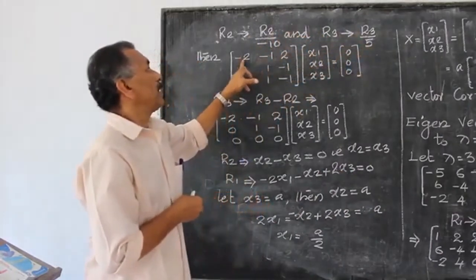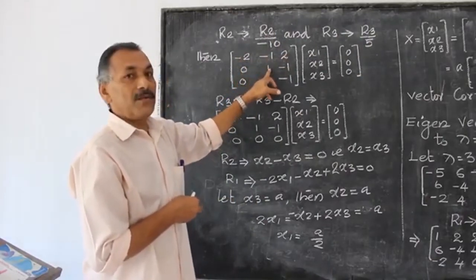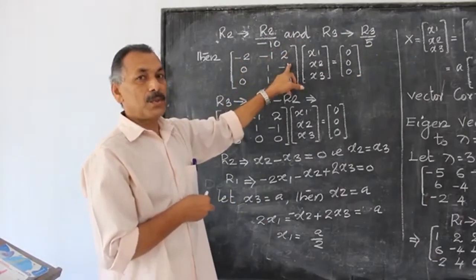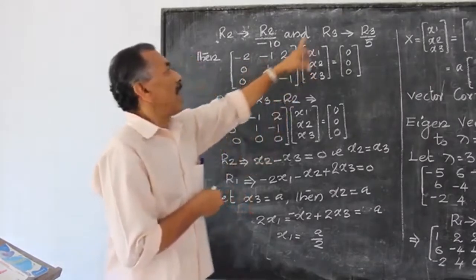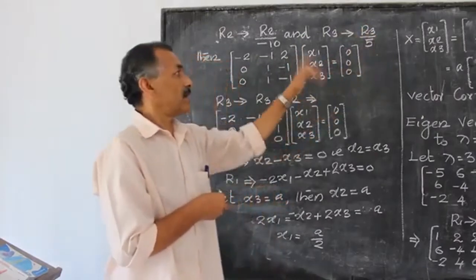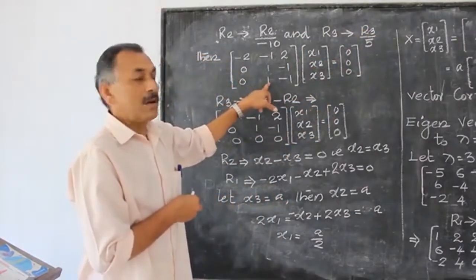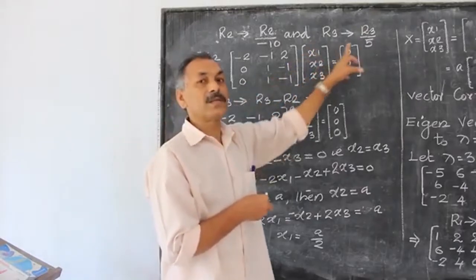The first row is minus 2, minus 1, 2. In the second row, 0, minus 10 divided by minus 10 gives 1, and 10 divided by minus 10 gives minus 1. R3 changes to R3 by 5, so now the third row is 0, and minus 5 divided by 5. Times x1, x2, x3 is equal to 0.